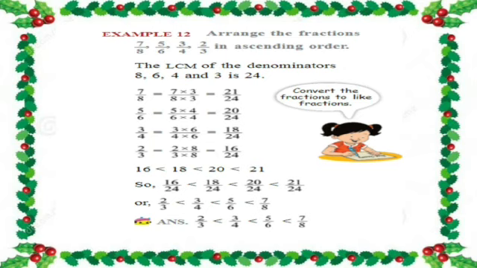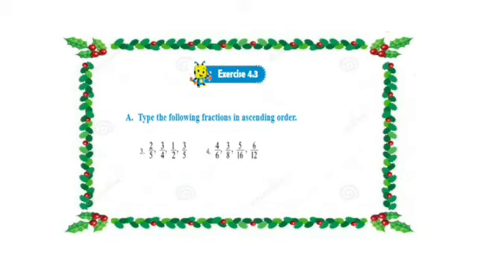After that, what will you do? You will replace with the given fractions. So 16 by 24 is the equivalent fraction for what? 2 by 3. So you will replace with the given fraction. 2 by 3 is less than 3 by 4 is less than 5 by 6 is less than 7 by 8. Children, I have given 2 sums for homework.